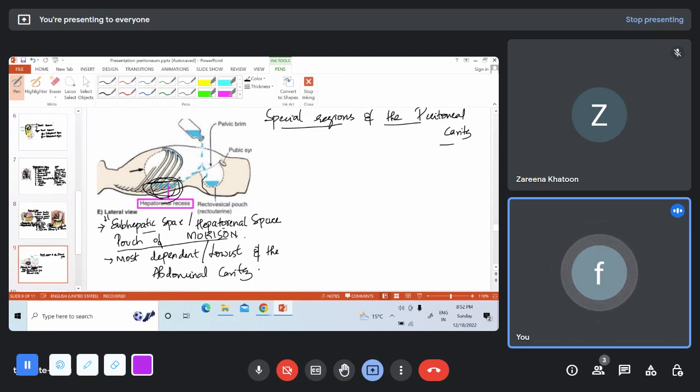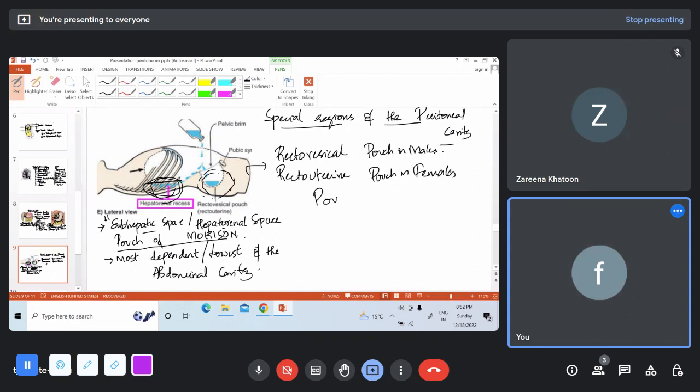Similarly, here we have one more pouch. This is called the rectovesical pouch in males and the rectouterine pouch in females. This pouch is also called the pouch of Douglas. Don't get confused with the line of Douglas, which is different, the arcuate line. This is the pouch of Douglas.